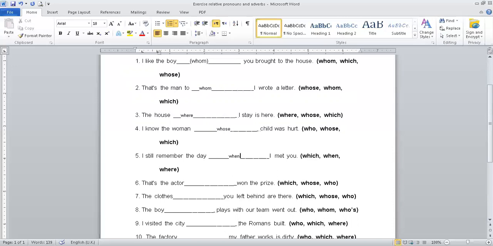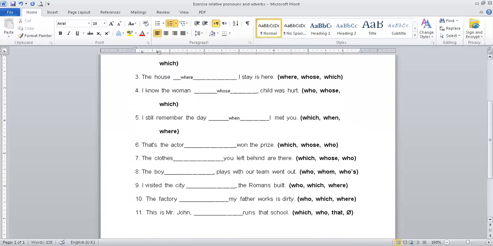Okay. Can we say the sentence without when? Can we say I still remember the day I met you? Yes. We can drop when, but we must bring back the preposition on. So, I still remember the day I met you on. Or, which I met you on. But with when, don't use a preposition. Number 6.